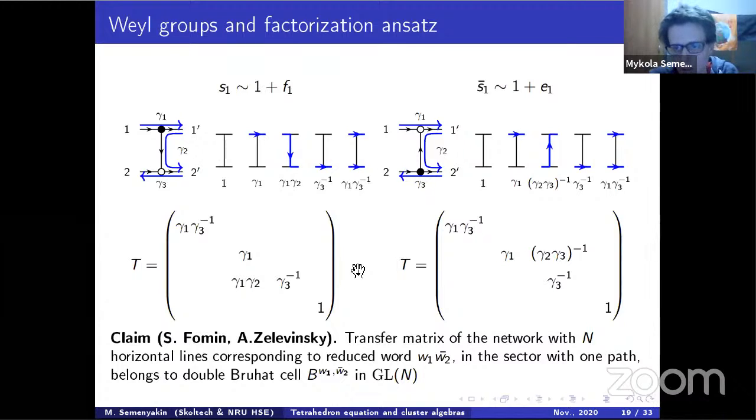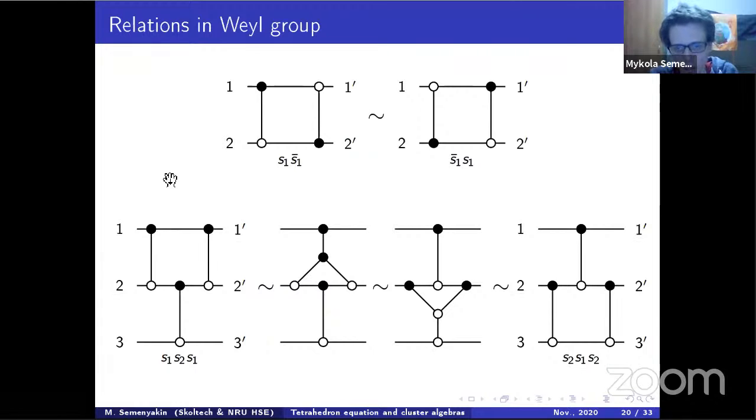Now to check that this map is well defined, that this is indeed mapping from Weyl group to such expressions, to products of such matrices, we have to check that the relations in the group are satisfied or can be satisfied by basic transformations of planar networks. So here are two basic relations in double Weyl group. First relation is that two parts of this double Weyl group are commuting. So generators like S1 are commuting with generators like S1 bar.